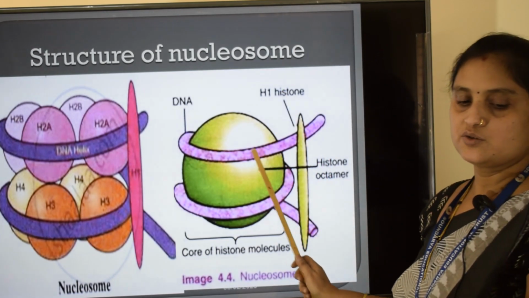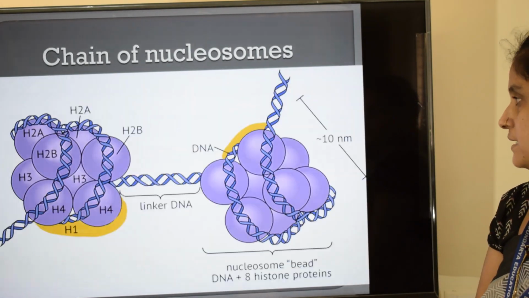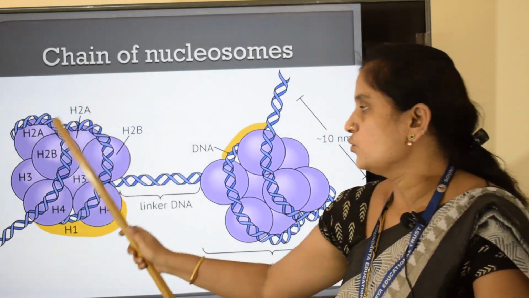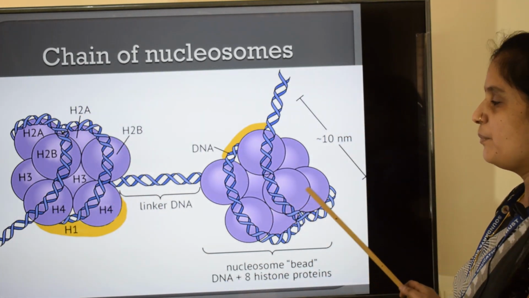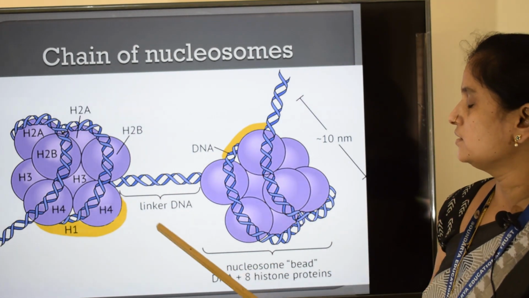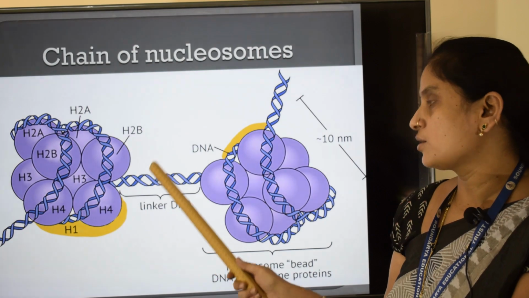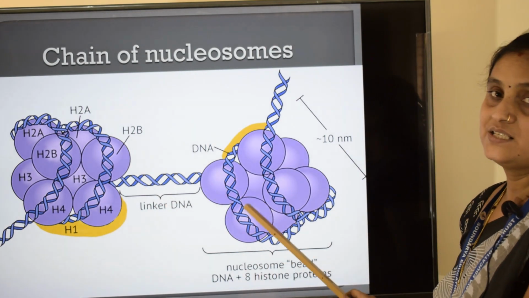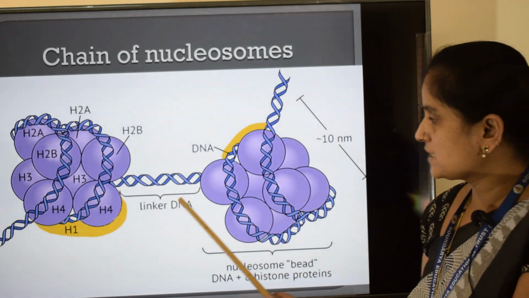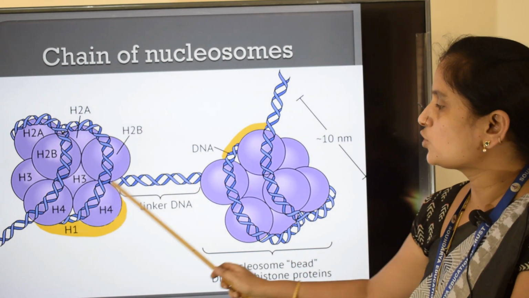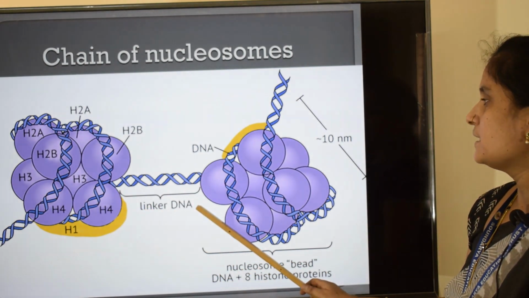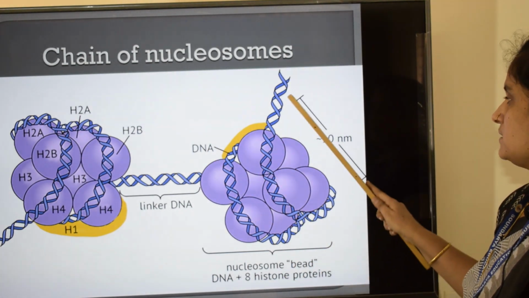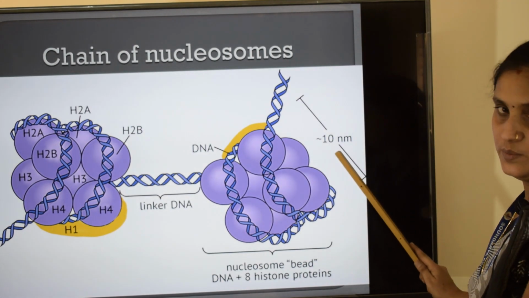This is the nucleosome structure, and I have one more slide to show how these nucleosomes are linked together. This is one nucleosome, this is another nucleosome. Several nucleosomes link together to form a polynucleosome structure, which appears as beads on string under an electron microscope. You can see here the adjacent nucleosomes are linked together with the help of linker DNA, and each nucleosome is held in position with the help of H1 histone, and the dimension of each nucleosome is 10 nanometer.